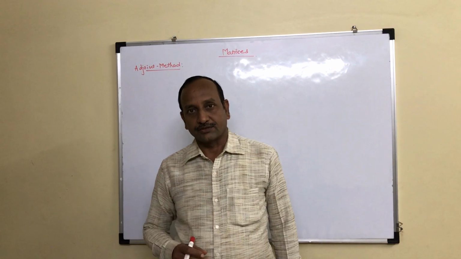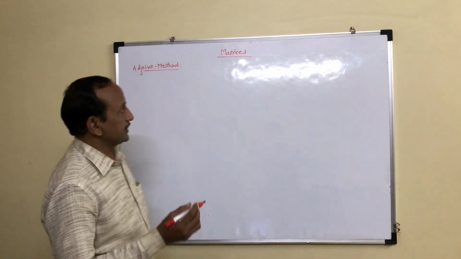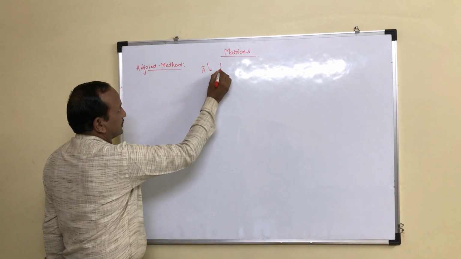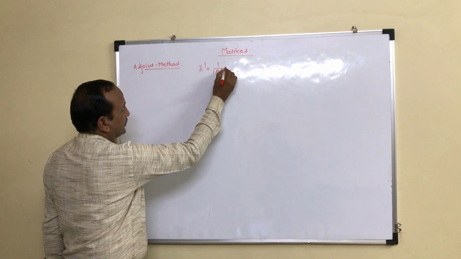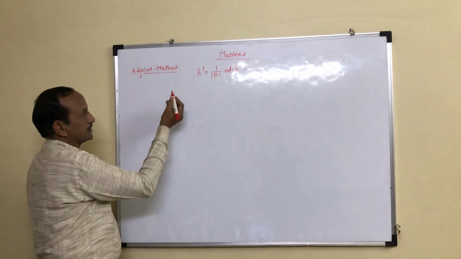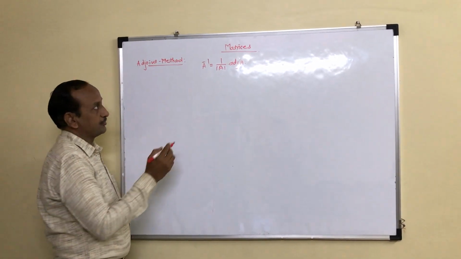Today we are going to start a new topic, the adjoint method. A inverse is equal to 1 upon determinant of A into adjoint of A. This is the formula to find the inverse of a matrix by the adjoint method.